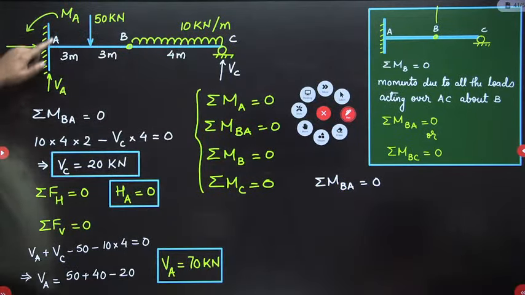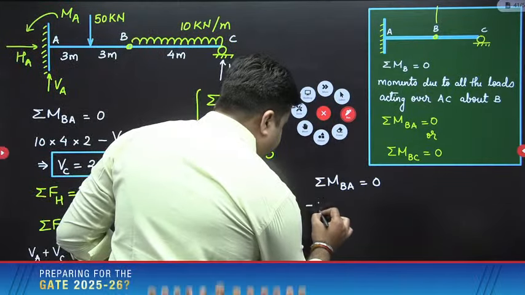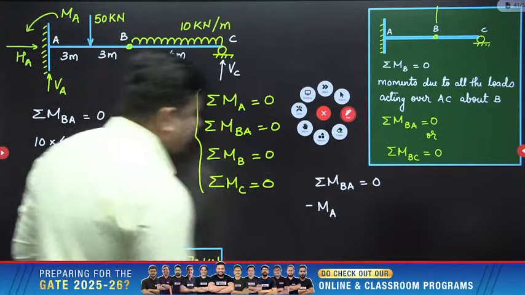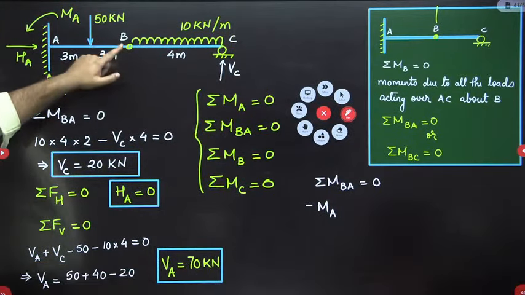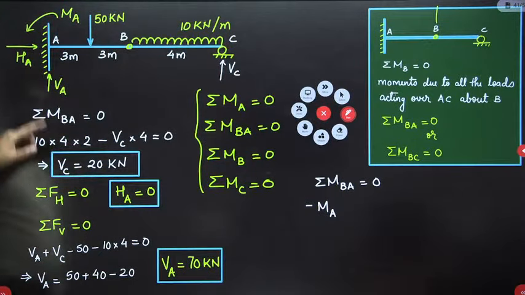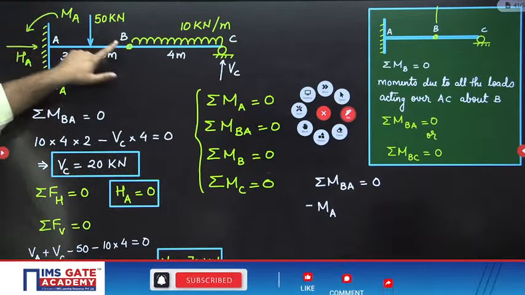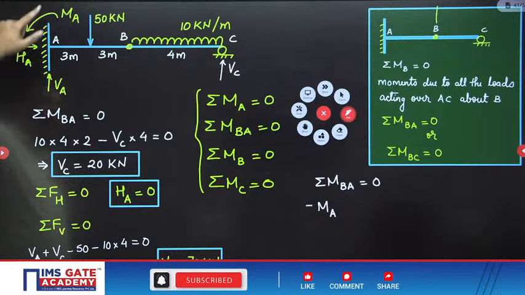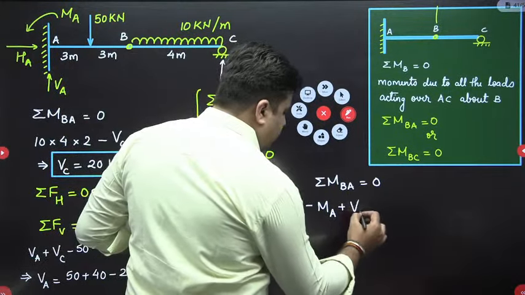first thing you will observe is this anti-clockwise moment MA. So I will write down minus MA. The line of action of HA is passing through point B, so there will be no moment due to HA, right? Then you have VA giving the clockwise moment about point B. Value will be VA into 6. So I will write down plus VA into 6.